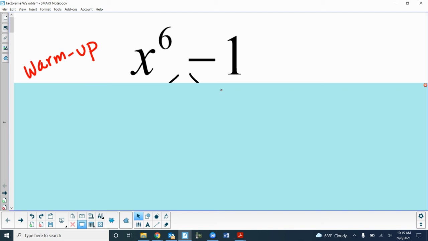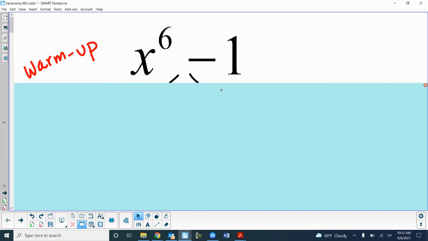So just a quick warm-up. We'll do this together. Is there a GCF? No. Is it a difference of squares? Yeah. Any variable to an even power is a perfect square, and 1's a perfect square, right? And it's minus. So how do I factor that? One or two sets of parentheses? Two. How do I get the terms that go inside?